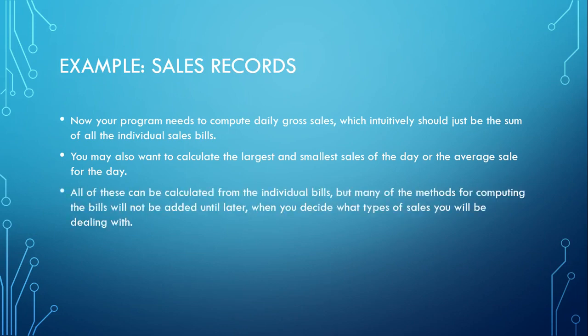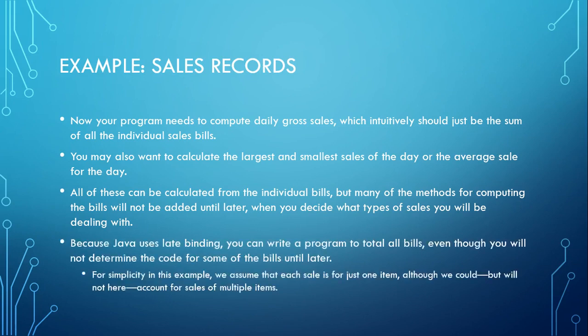Now, obviously, all these can be calculated from the individual bills themselves, but many of the methods for computing the bills will not be added until later when you decide what type of sales you'll be dealing with. Whether discount, mail-in, markup, whatever. Now, because Java uses late binding, you can write a program to total all bills, even though you will not determine the code for some of the bills until later.